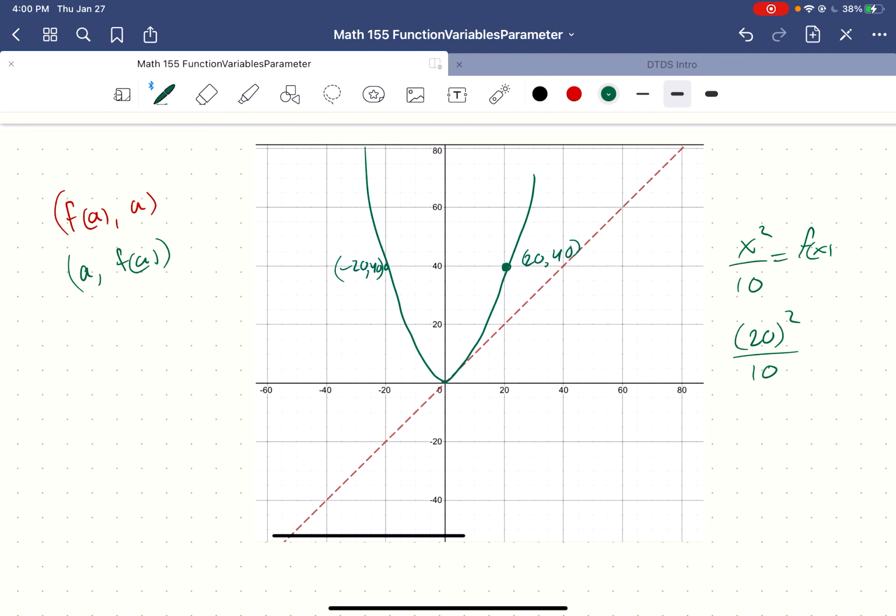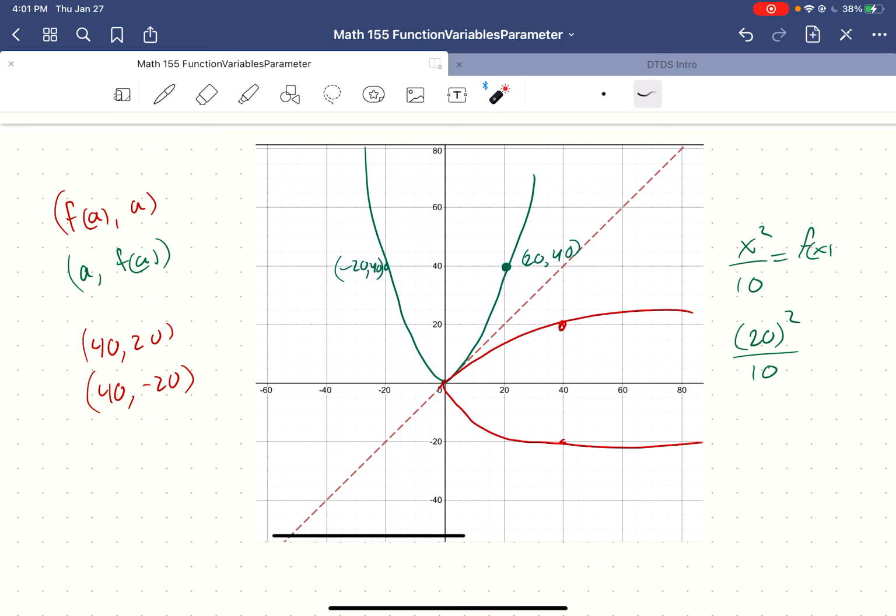Okay, but now if I switch these around, I switch who is x and who is y, then I would have to plot, for example, the point 40 comma 20 and the point 40 comma negative 20. So let's do that. So 40, 20, 40, negative 20, and the inverse graph would look something like this, okay? And in general, the way you get an inverse graph is you reflect your graph over the line y equals x, which is why the dashed line y equals x is here.